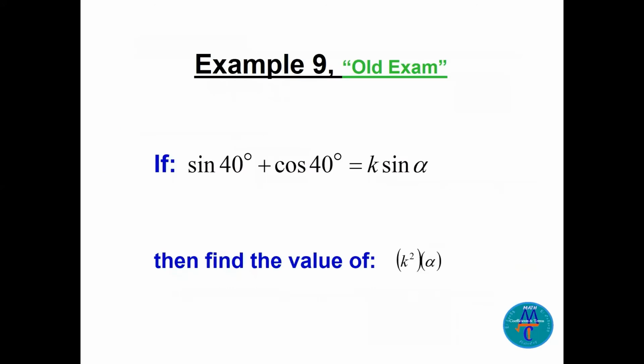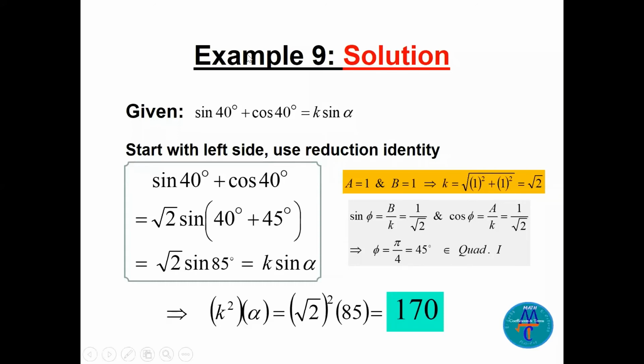Now, this is an old exam question. Sine 40 degrees plus cosine 40 degrees is equal to k sine alpha. Find the value of k times alpha. Now start here with the left side. We can see by using the reduction identity that capital A, the coefficient of the sine, is 1, and capital B, the coefficient of the cosine, is also 1, so k will be square root of 2.